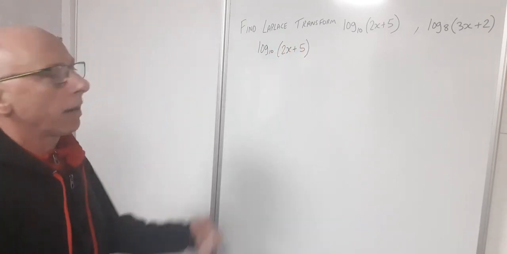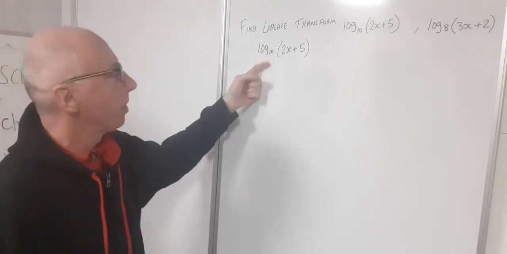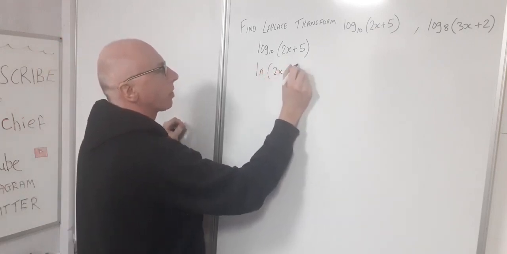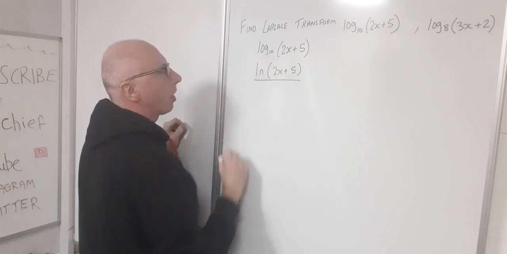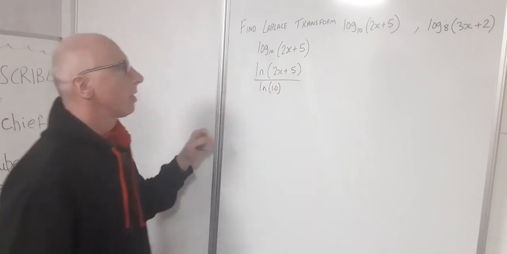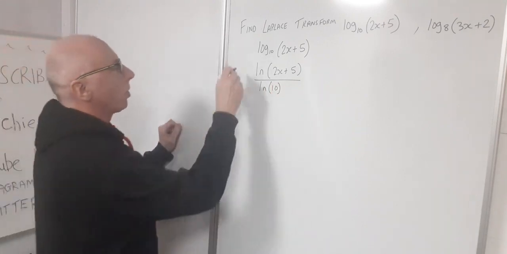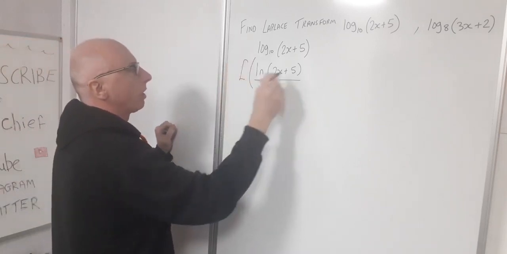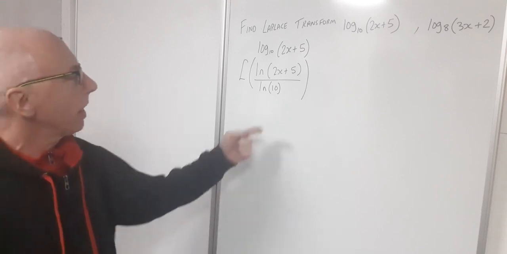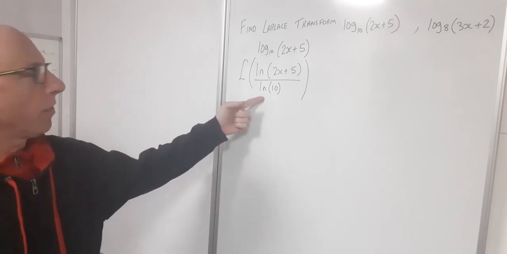Okay, now the way we can write this in terms of a natural logarithm, we can write that as ln of 2x plus 5 divided by log of the base, so the natural log of 10. So that's how we can write that in a different format. Now we want to find the Laplace transform of that particular expression. What we need first is the derivative of this. So let's take the derivative of this function here.